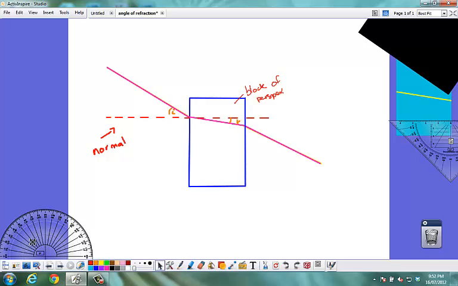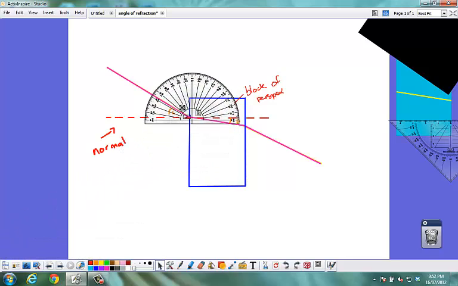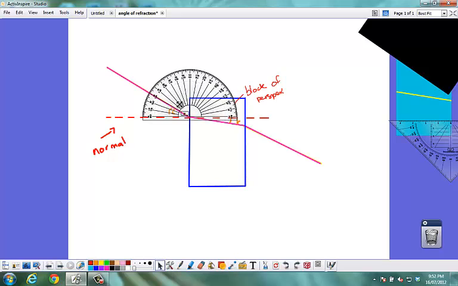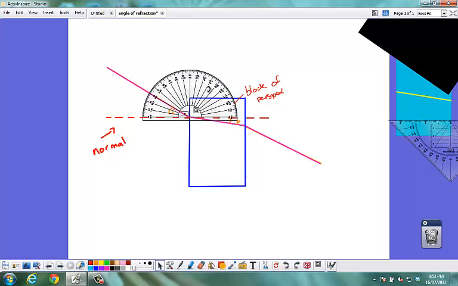Alright, the last step now is for me to get my protractor and to line up my protractor exactly right. I can read off my angle of incidence as 31 degrees, and to measure the angle of refraction I'll need to flip my protractor around. Okay, this time I'm reading this way, so my angle of refraction is about 9 degrees.